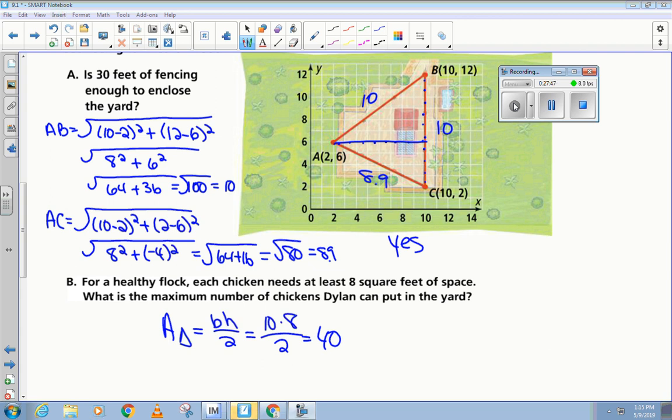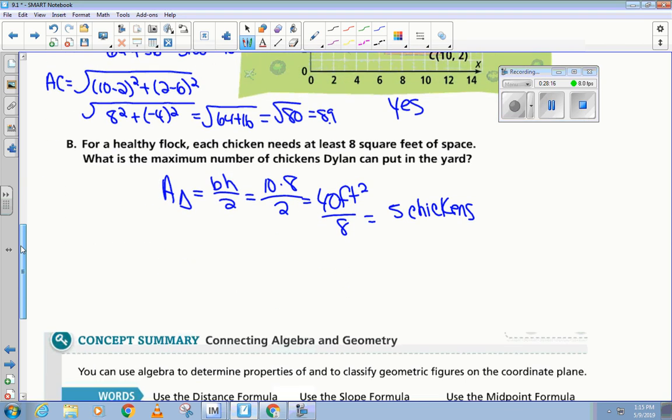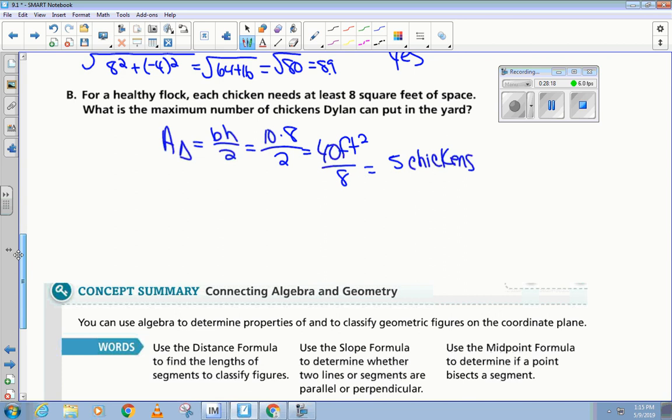It's 40 square feet, right? Now, each chicken needs at least 8 square feet, right? So we would divide that by 8, which means we could have 5 chickens. All right. That's a very tiny pen, then, I guess.